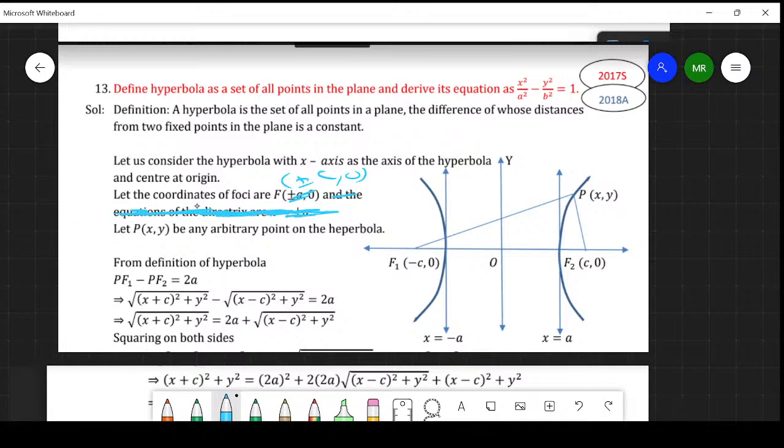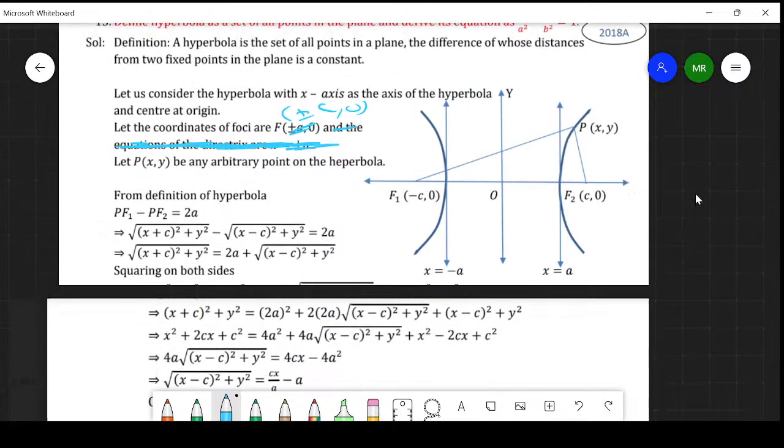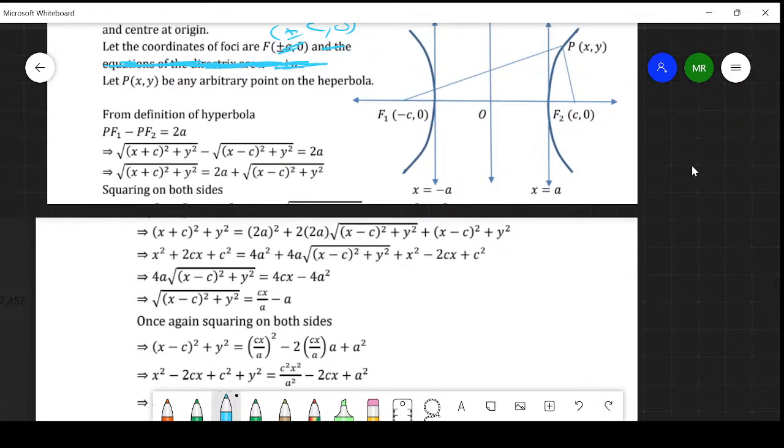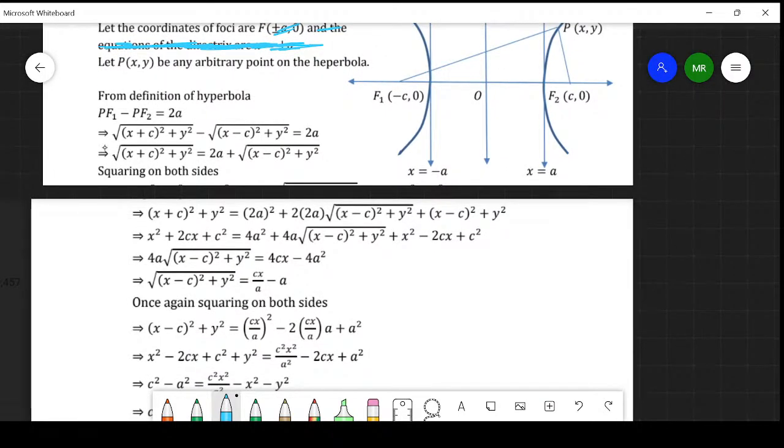You can consider only coordinates of foci are plus or minus c comma 0. Definition of hyperbola: PF1 minus PF2 is equal to 2a. Same thing as before. You see how if you learned the previous one, it is the same thing. The only difference is here it is minus, previous one plus.